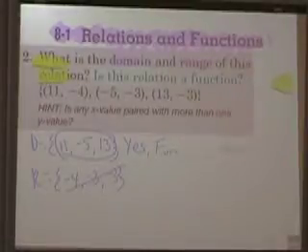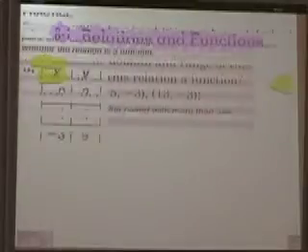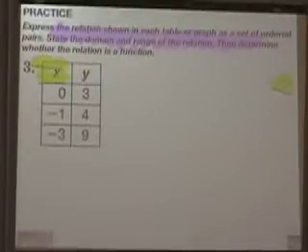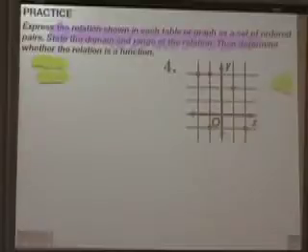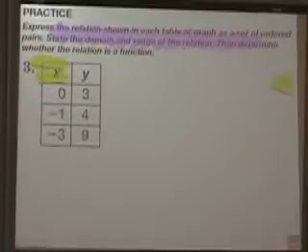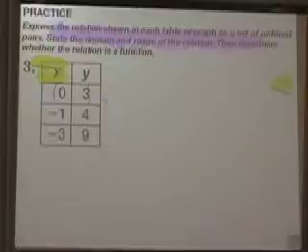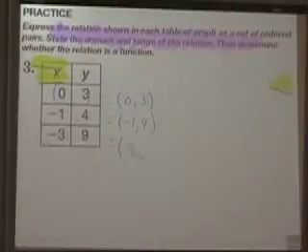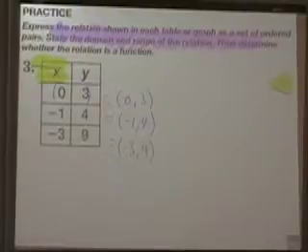Okay? Now let's try another one. Well, now look at this one. This one says express the relation shown in each table or graph as a set of ordered pairs. So you've got to make this an ordered pair. This right here is your x, and here's your y, so your ordered pair is 0, 3. Your ordered pair here is negative 1, 4. And your ordered pair here is negative 3, 9. Okay? So you made ordered pairs.